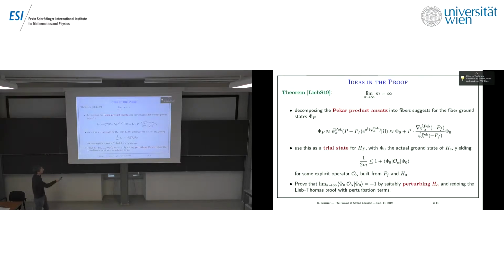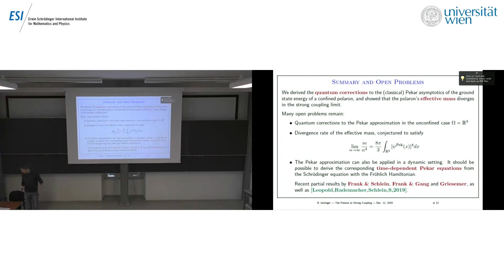You have to, of course, prove the appropriate properties of the ground state here, to be able to evaluate the corresponding expectation values. But that's sort of where the work is. We managed to do that and then show that indeed, using this trial state for the variational principle, we can show that this 1 over twice the mass indeed goes to 0 as alpha goes to infinity. So time is up. Let me just conclude.